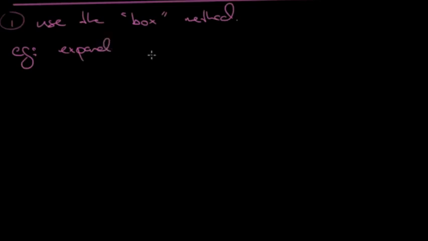Expanding is pretty simple. Essentially, we just want to use the box method. For example, say we've got a question which is expand this one, x minus 3, 2x plus 4. So the box method is just doing this. We just take one of the terms, x minus 3, put it here, and then down the side we go 2x plus 4.